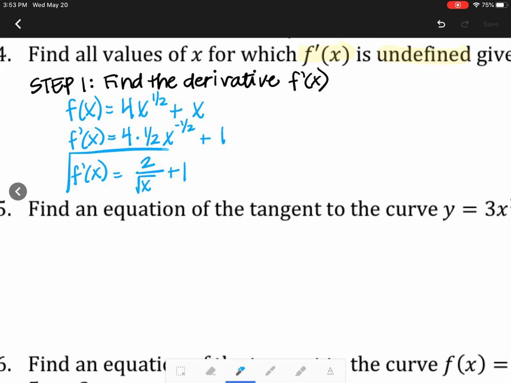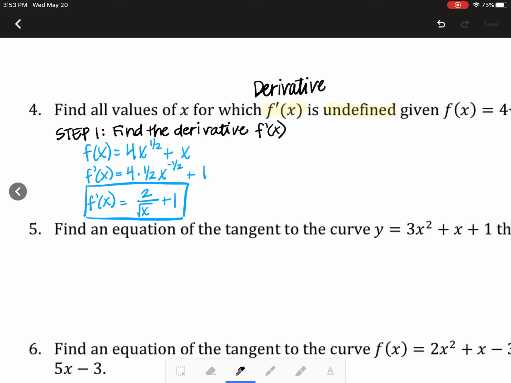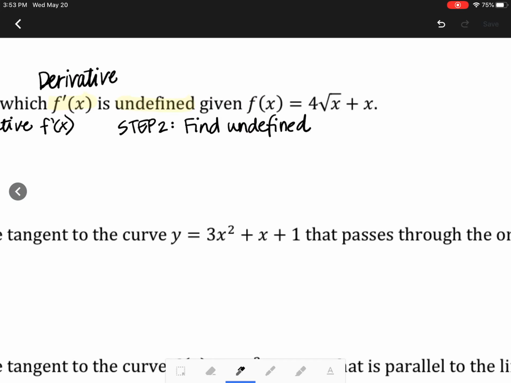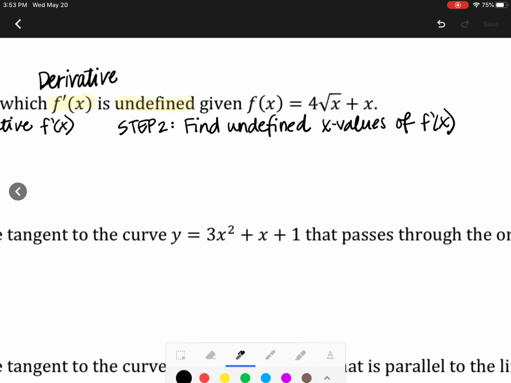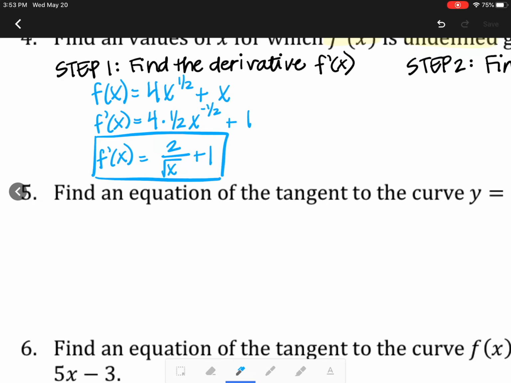So there we go. Step 1, we need to actually find our derivative. Okay, now let's go back to the question. It says, where is it undefined? So step 2, find undefined points. Here I'm going to specify undefined x values of f prime of x. I'm going to write f prime of x. Well, actually, we already wrote it right here. It's 2 over the square root of x plus 1.